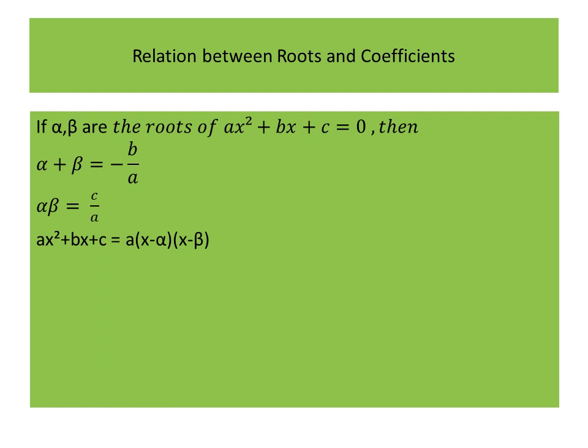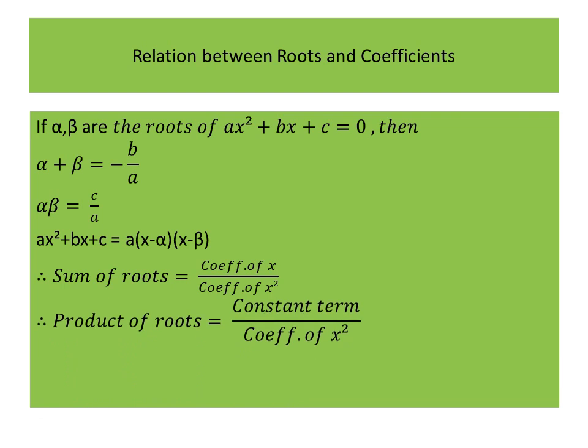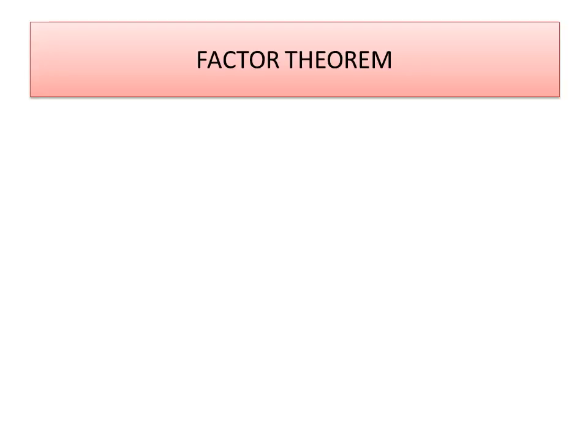So this implies ax square plus bx plus c is equal to a into x minus alpha into x minus beta. Therefore, the sum of roots is equal to the coefficient of x divided by the coefficient of x square, and the product of roots is equal to the constant term by the coefficient of x square.